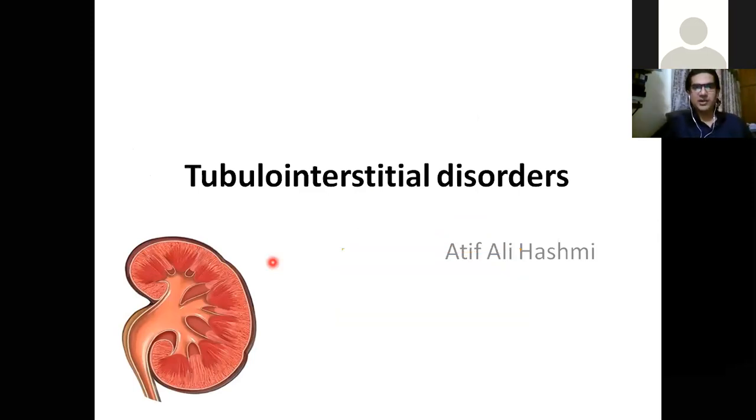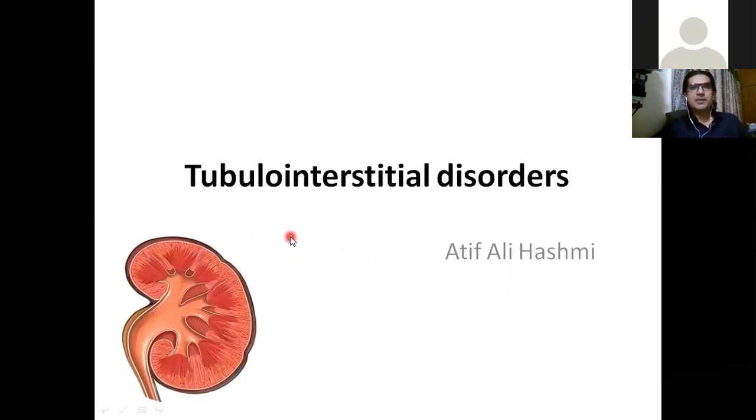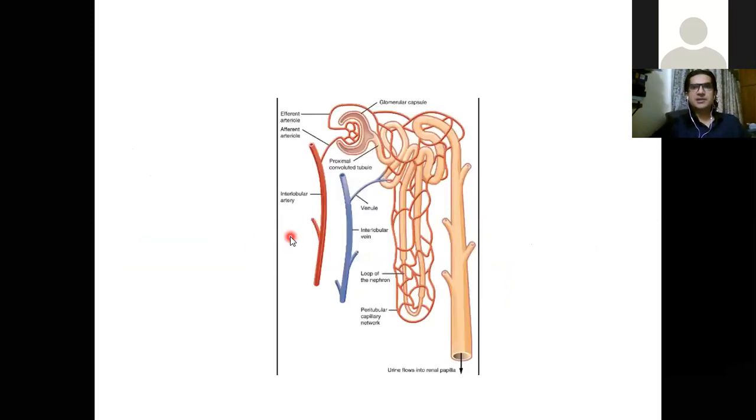Okay, let's start. Good morning, everyone. So basically, the topic of our today's lecture is tubulointerstitial disorders, right? So as you know, when we study the disorders of the kidney, there are basically two major types of diseases, right? Although there are some minor disorders like cystic diseases and tumors, etc. But the medical renal diseases we basically divide into two major categories. One are glomerular disorders, and the second one are tubulointerstitial disorders, right?